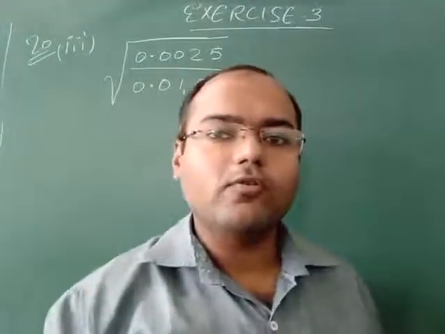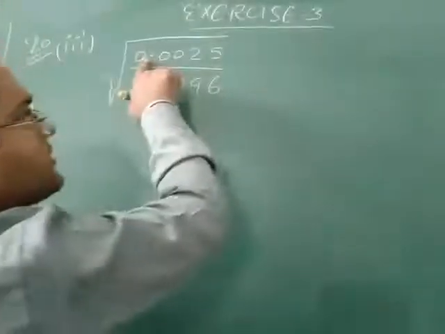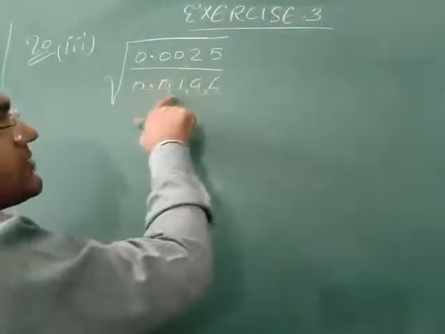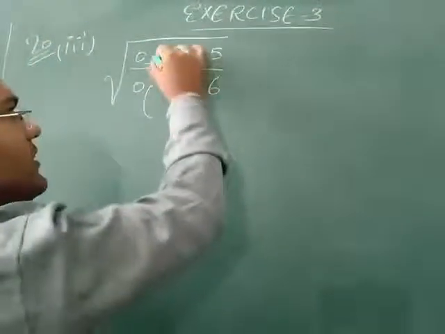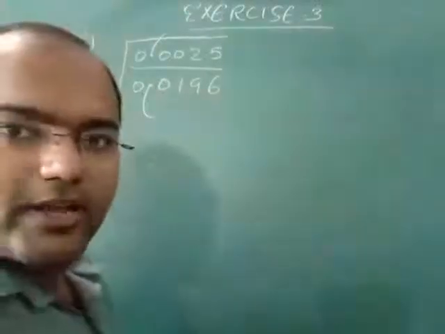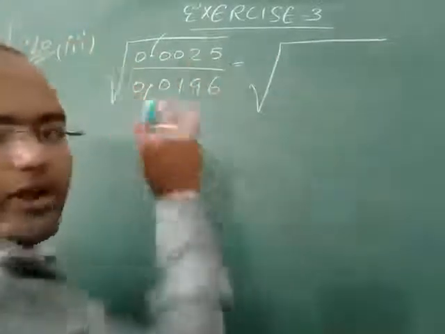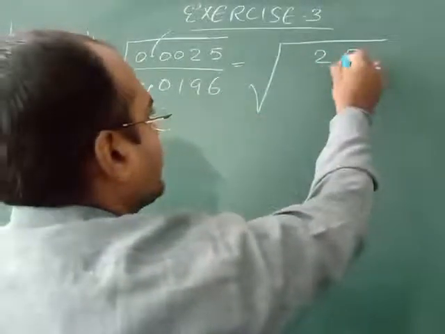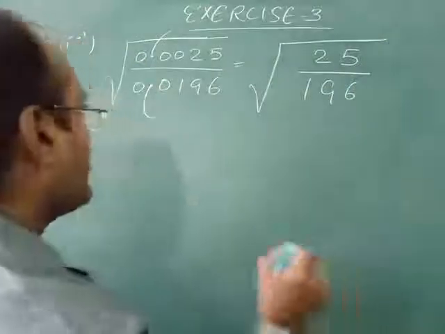First of all, what you have to do, you have to remove the decimal. Decimal को remove करना है. After decimal 4 digits are there in both. Same number of digits are there, so we will easily remove these decimals. Now this is square root. These zeros do not have any value. This is 25 upon 196.